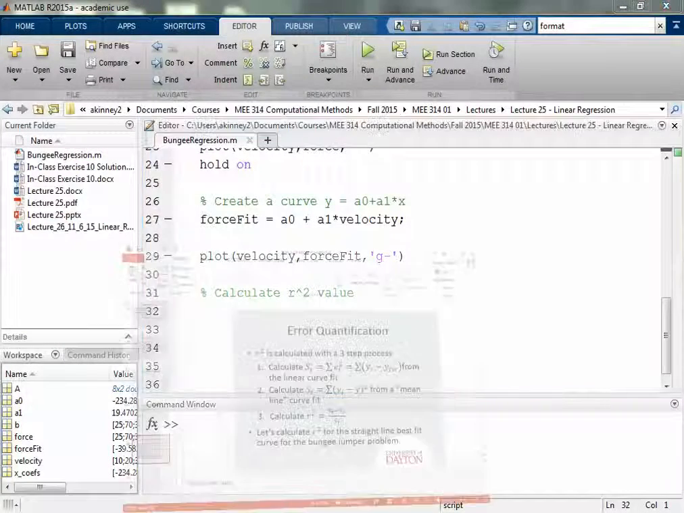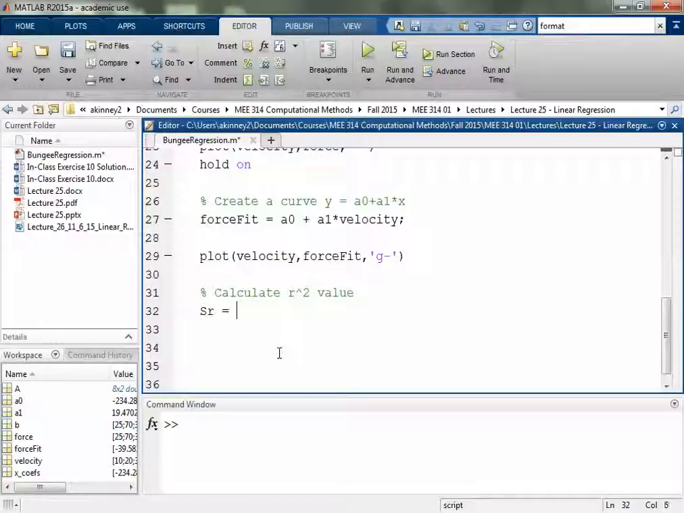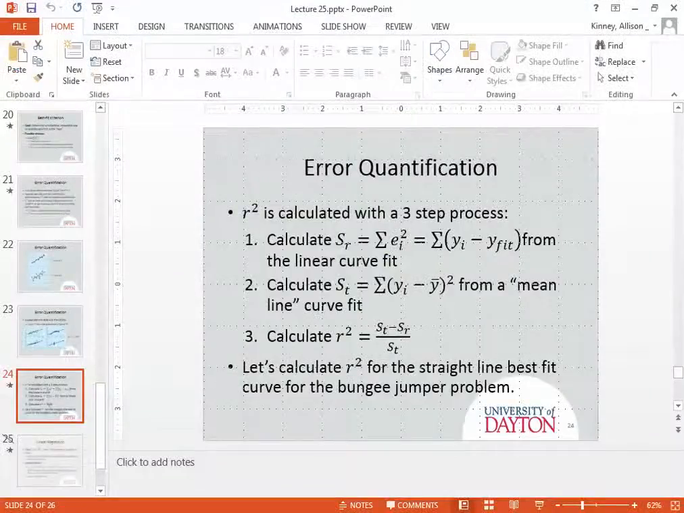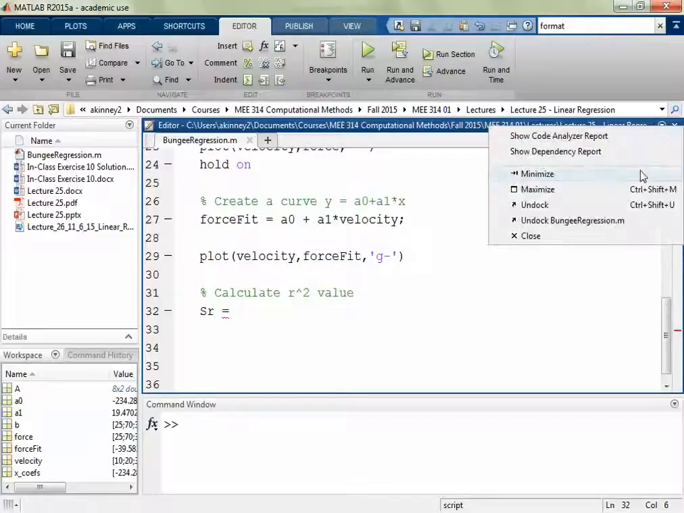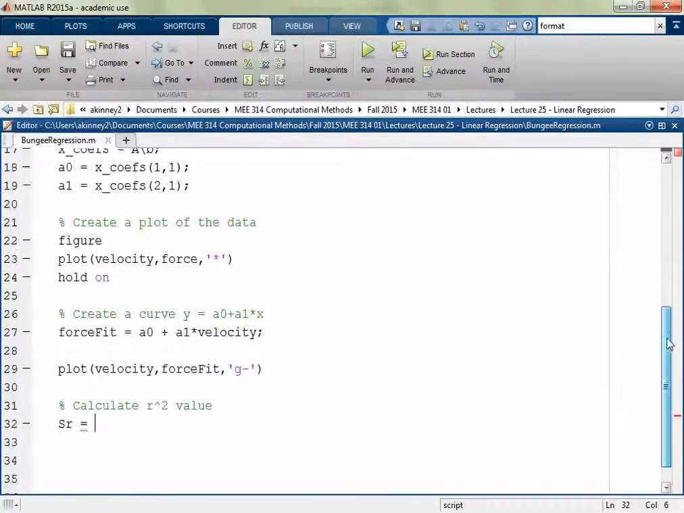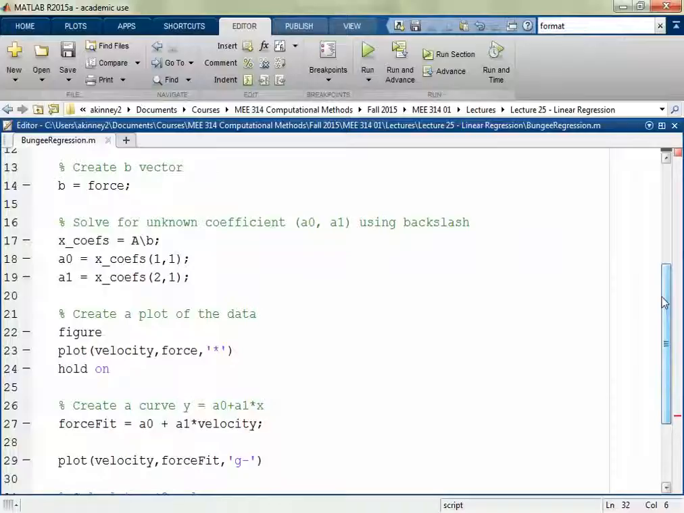So I take my data and I say SR is equal to what? What quantities do I want to subtract here? So let's write it up on the board. So I've got SR is equal to the sum of yi minus y fit. If we go over to our MATLAB code, what variables do we have in our MATLAB code that we would want to use in this formula? What represents our y data points?